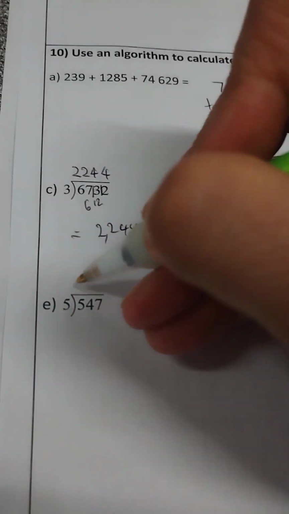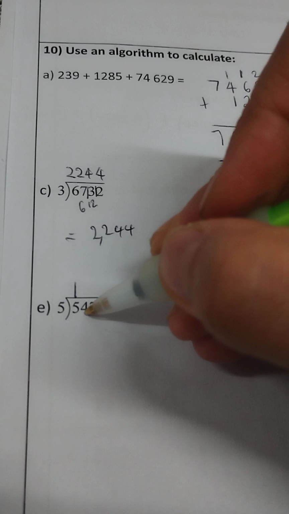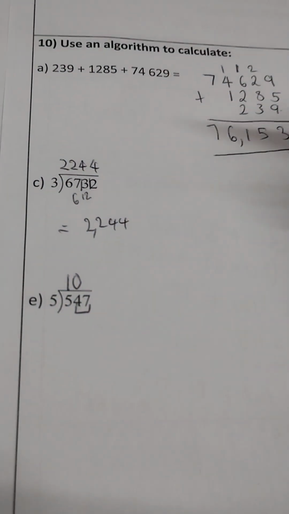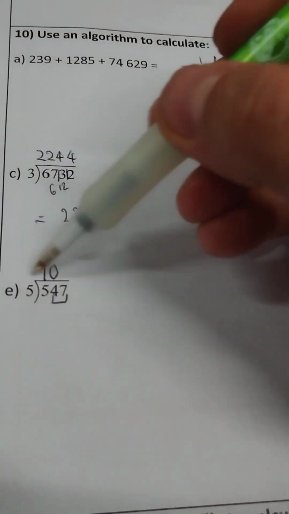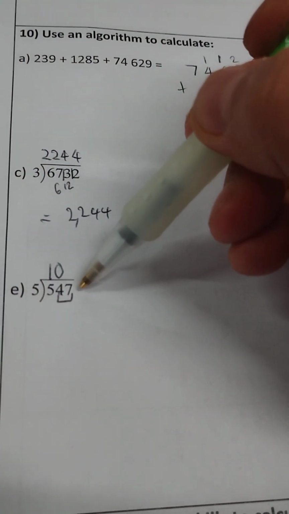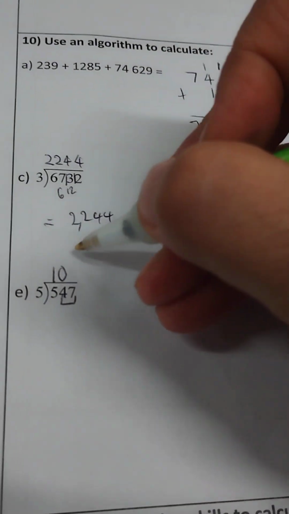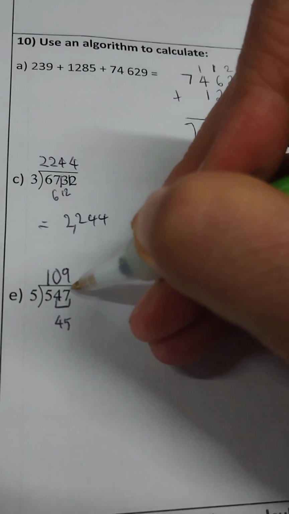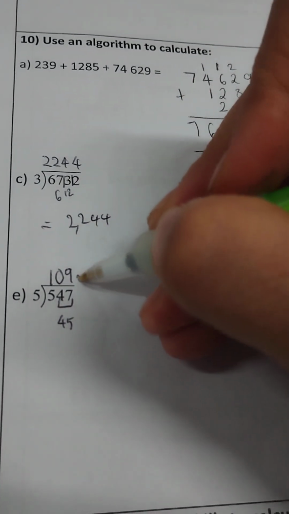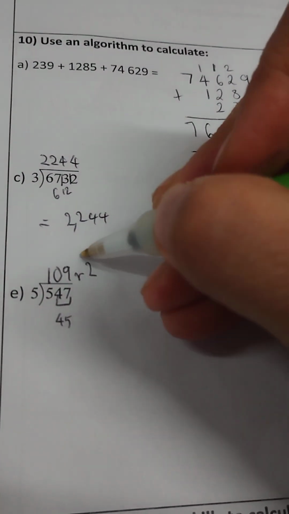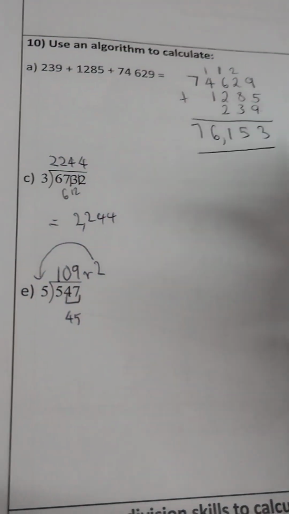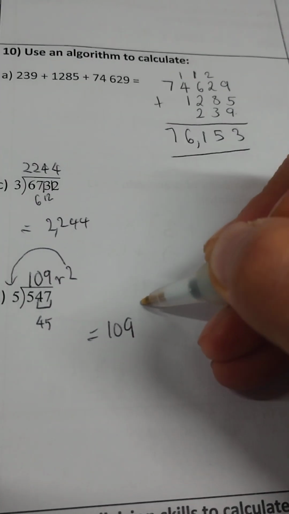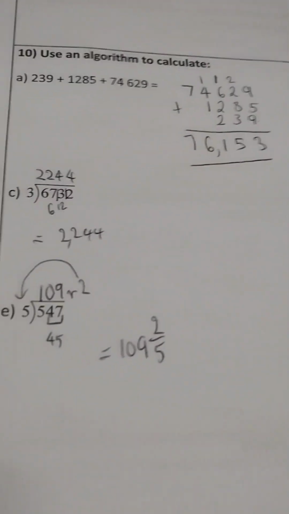I'll just do E while I'm here. So 5 into 5 can go once. There's no remainders. 5 into 4 doesn't work. Must put a 0. I now have 47. I may end up with a final remainder. So 5 into 47. Well, I know 5 times 9 is 45. So I can go 9 times. If I'm at 45 and I want to get to 47, that's a remainder of 2. I need 2 more. Now, don't forget, we can put our remainder on top of our divisor. So we end up with 109 and 2/5 will be our final answer.